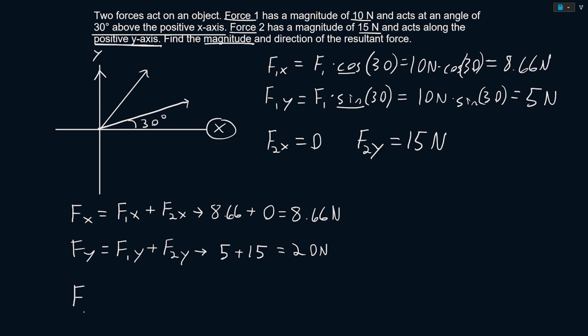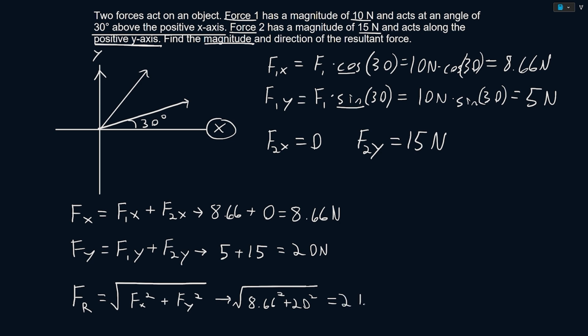And the magnitude of the resultant force is equal to the square root of the sum of the x and y components of the resultant force squared. Plugging in, we get the square root of 8.66 squared plus 20 squared. And this gives us 21.794 newtons.